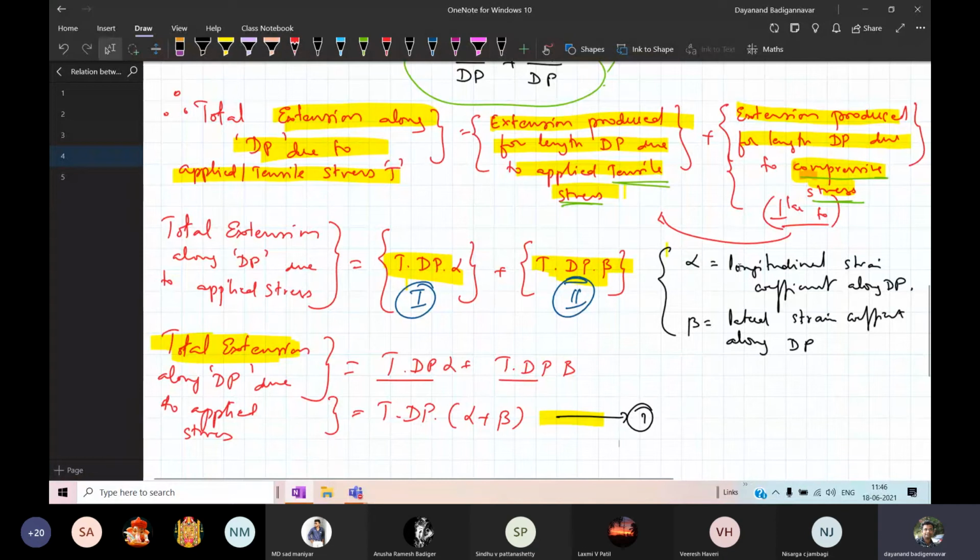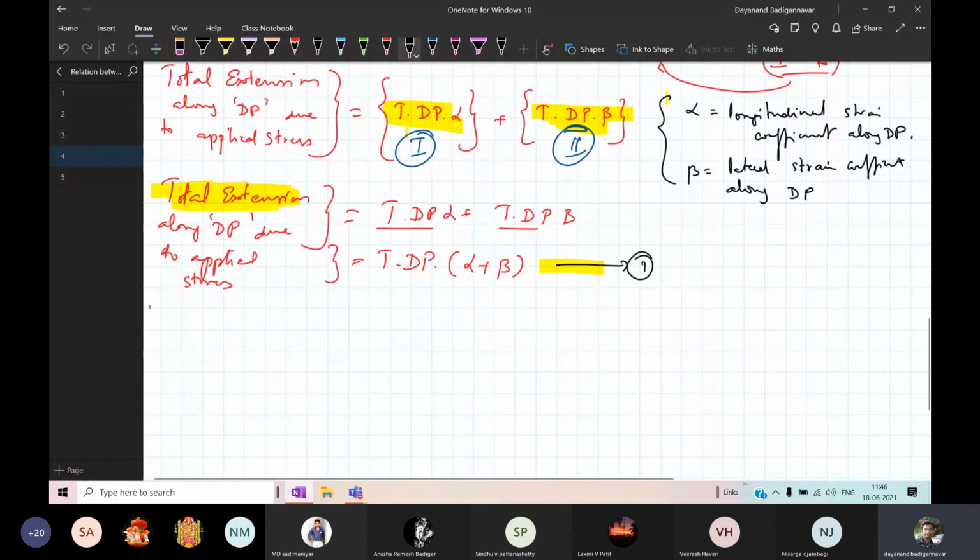Okay, got it? Now look at the total extension here, the total extension along DP. What is the total extension along DP? It is given by P dash X. Keep in mind, this is the total extension, P dash X.